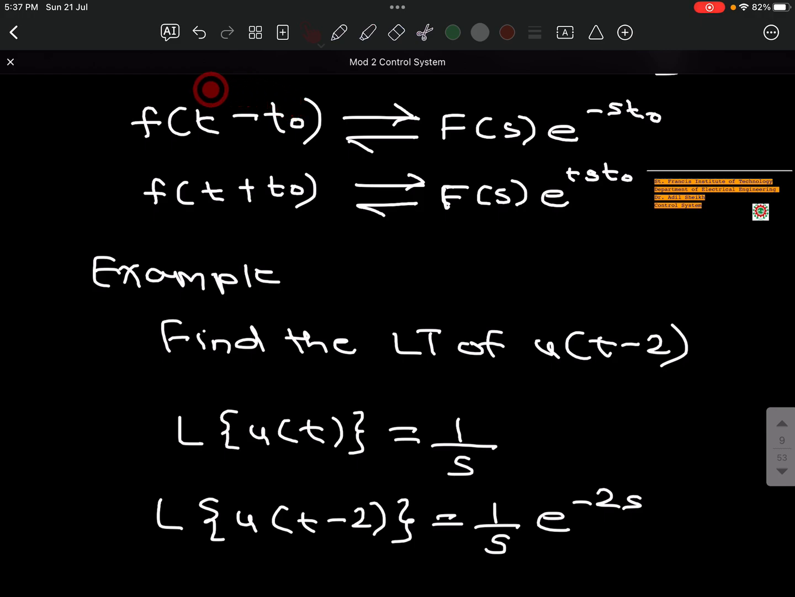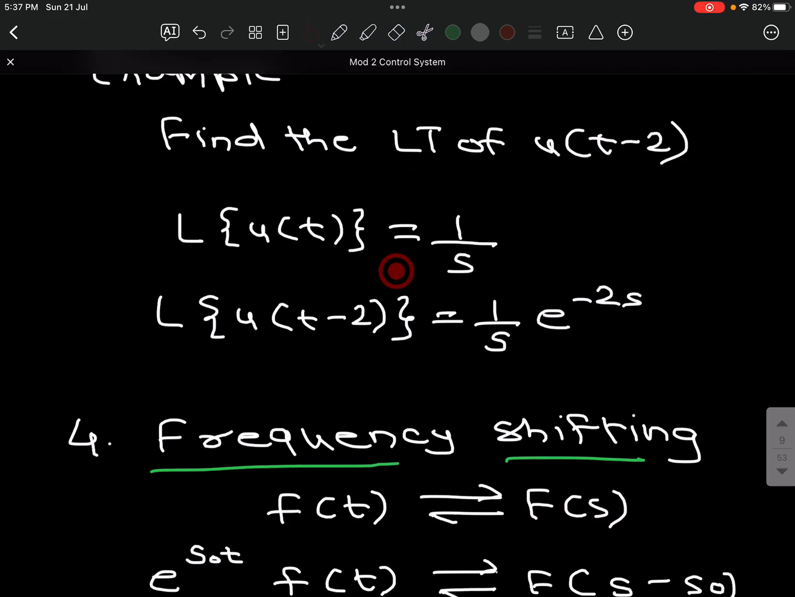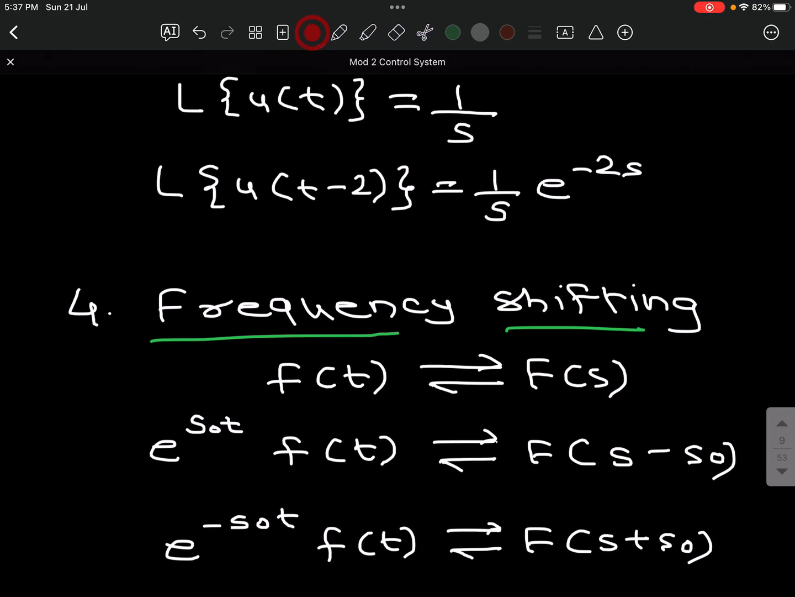Now time shifting was related to the time domain. Now we are going to frequency shifting, which is the s domain. If f of t has Laplace transform F of s, let's take the frequency shift. When we add minus s0, it will be e raised to s0 t multiplied with the signal. If it is plus s0, it will be e raised to minus s0 t.